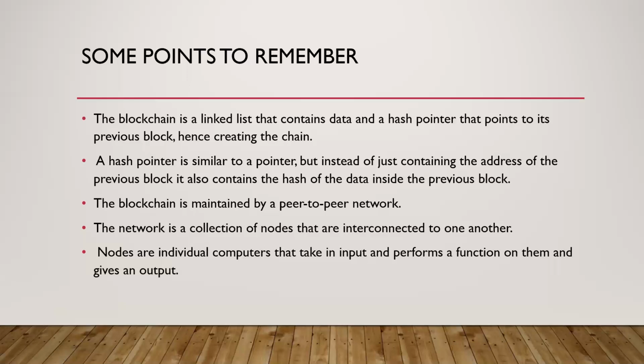Some points that we need to remember so that it becomes easier for us to understand the other terminologies are that blockchain is nothing but a linked list that contains data and the hash pointer, and that pointer is pointing to its previous block, hence creating a chain. And how is it connected to its previous block? Through hashes. That's why the name hash pointer. The blockchain is maintained by a peer-to-peer network, of course. The network is nothing but a collection of nodes interconnected to one another. And what are those nodes? These are the machines that you're using for making a transaction.